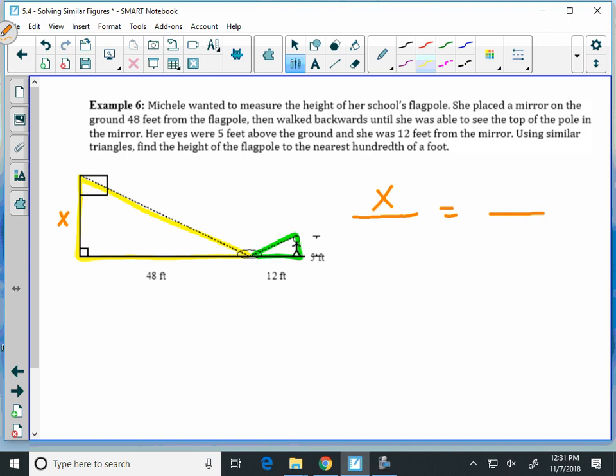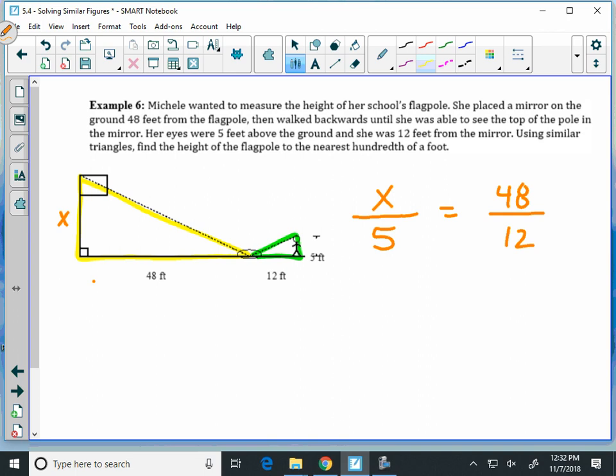Which side corresponds to the flagpole in this green triangle? Is it the person or the ground? The person, right? How tall is the person? 5. So that's going to go on the bottom. The person's representing the flagpole in the little triangle. They're in the same spot. So then how do we have to set up our next fraction? We have to go back to the yellow triangle. What's the only other measurement we have in the yellow triangle? 48, the ground, right? Well, what's the ground in that green triangle? 12, so that has to go on the bottom.